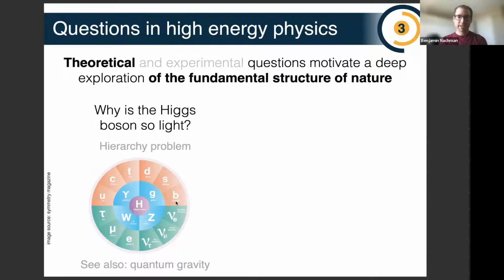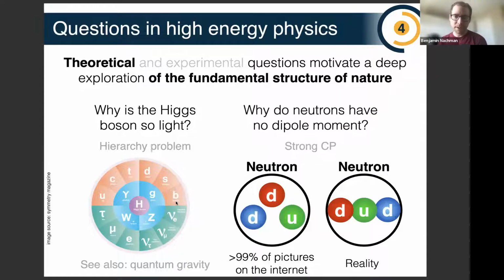There are other questions, like for instance, why do neutrons have no dipole moment? If you don't remember what a dipole moment is, more or less, if you Google a picture of what a neutron looks like, you'll probably get the left-hand picture, a nice circle with 3 dots. Those balls correspond to the quarks inside the neutron, which are 2 down quarks and an up quark, and probably they're arranged in a nice triangle. But it turns out that actually the neutron is not arranged like that. It's more like in a line, and we don't really understand why.